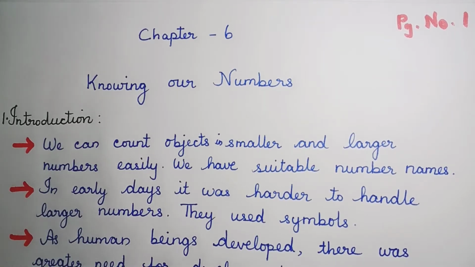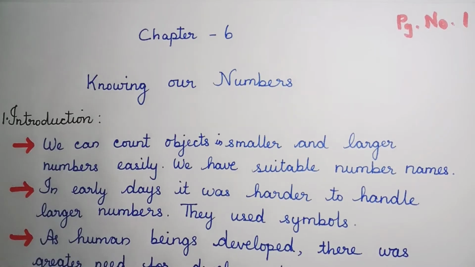Now just imagine what it was like in earlier days, when it was very hard for primitive people to count an object. So what they did is they used to scribble on rocks using hard stones, and on further evolution they changed the scribbling into symbols.